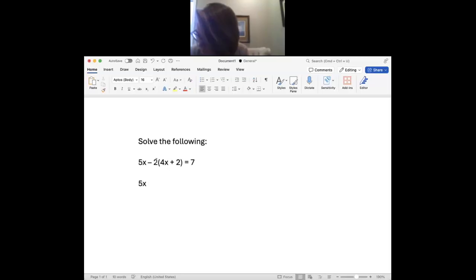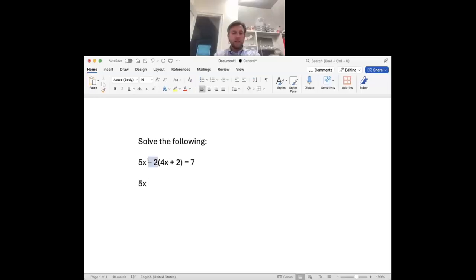Okay. So 5x remains the same, but we take that negative 2 on the outside and we multiply it inside the parentheses, and I get minus 8x minus 4. And I just bring down the 7. Now what? Parentheses gone. Good. Now what?